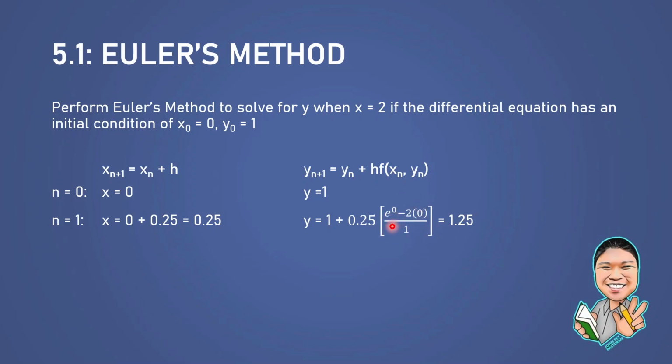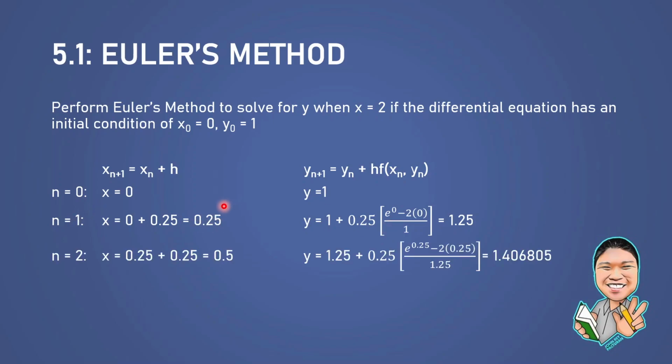Just continue this process. Ulit-ulit lang naman to, class. So, for n is equal to 2, 0.25 siya dati. So, dagdagan mo lang. 0.25 plus 0.25 is equal to 0.5. And yung y sub 2 is equal to 1.25, kasi ito na yung magiging value, 1.25. Plus, still, yung 0.25 is the step size.